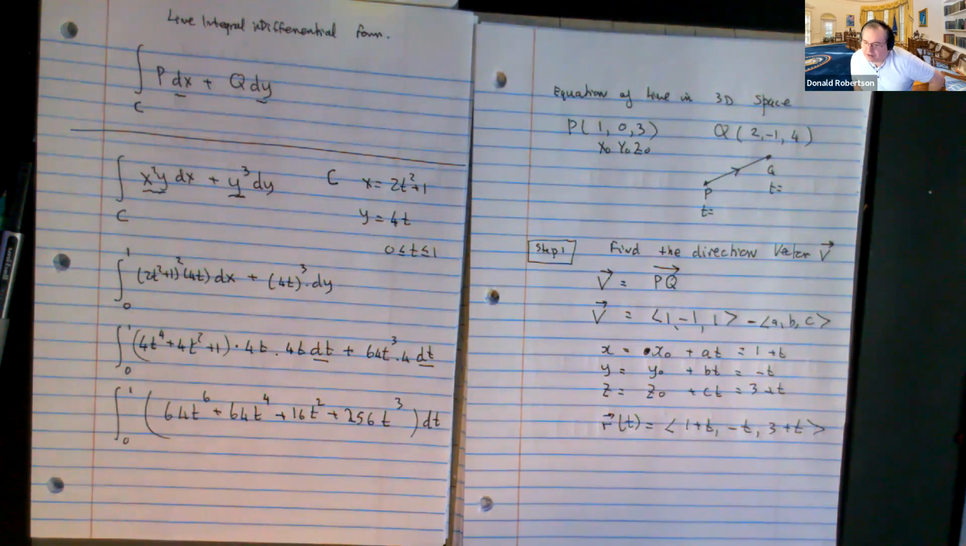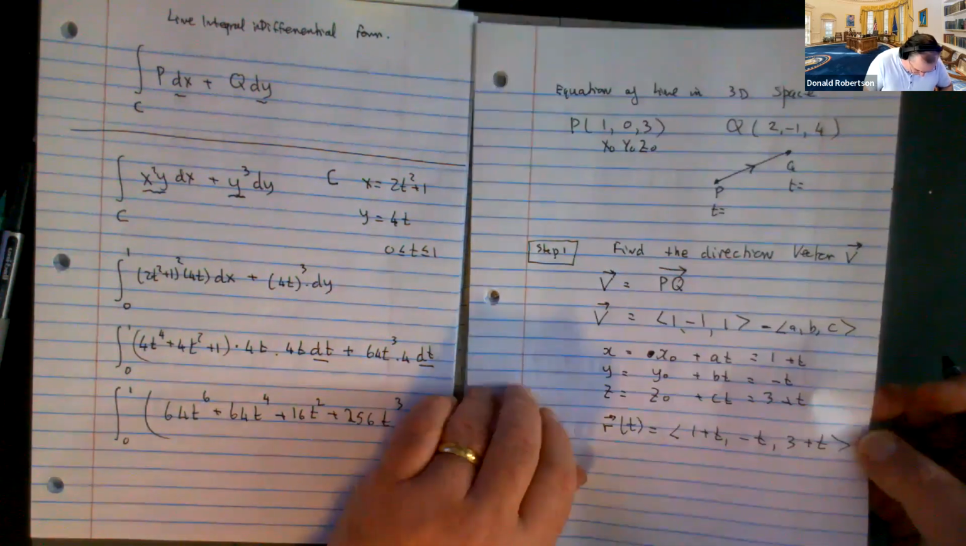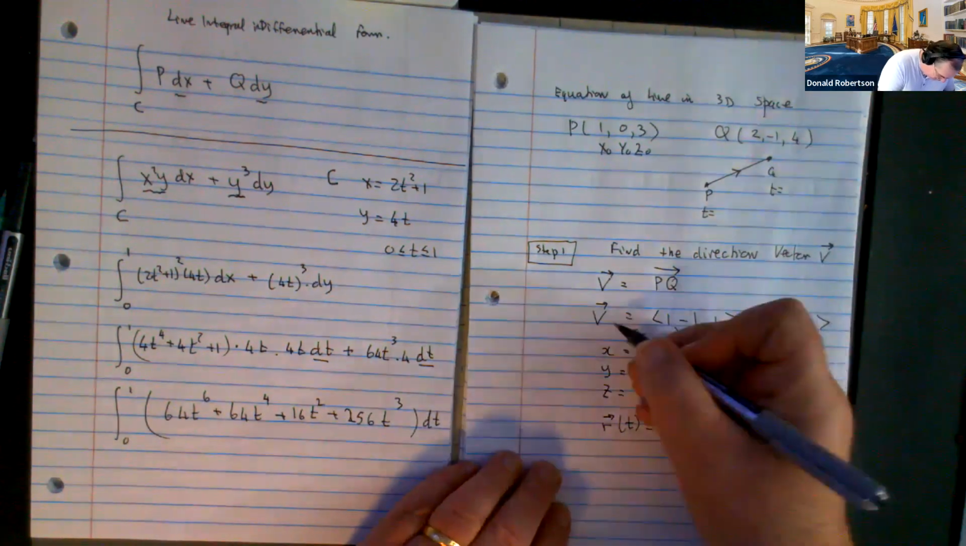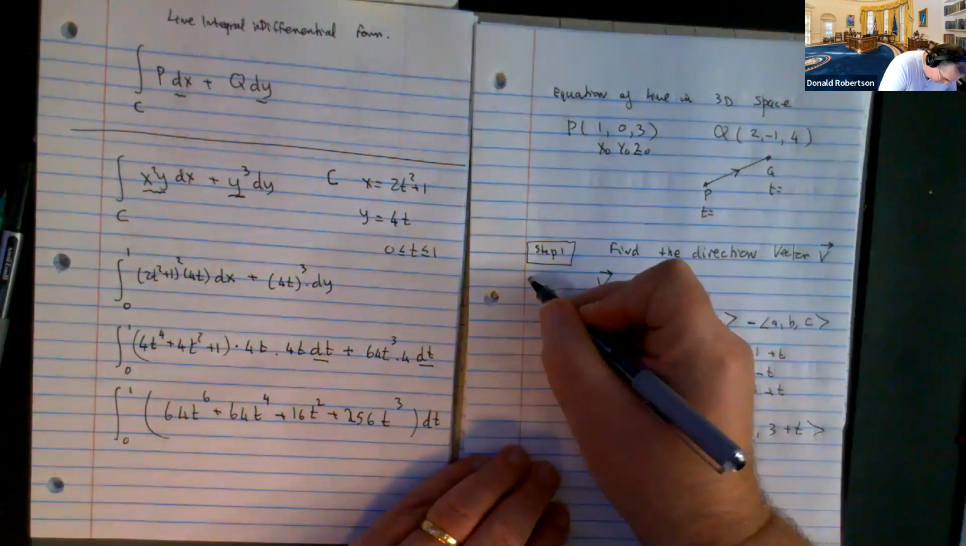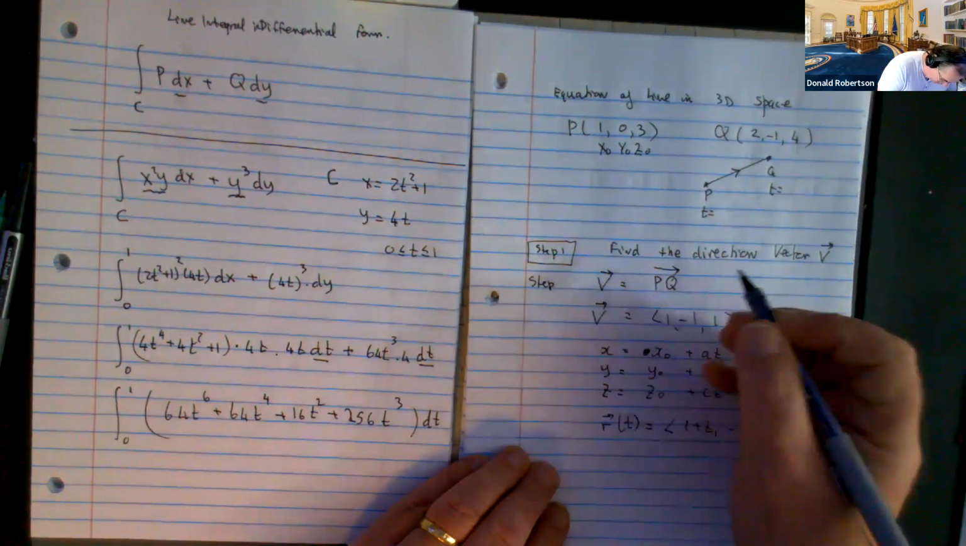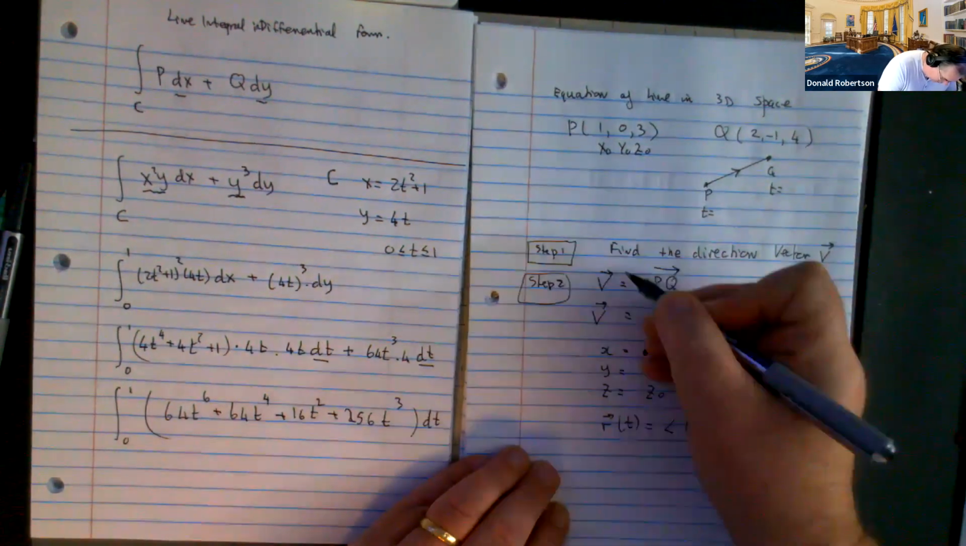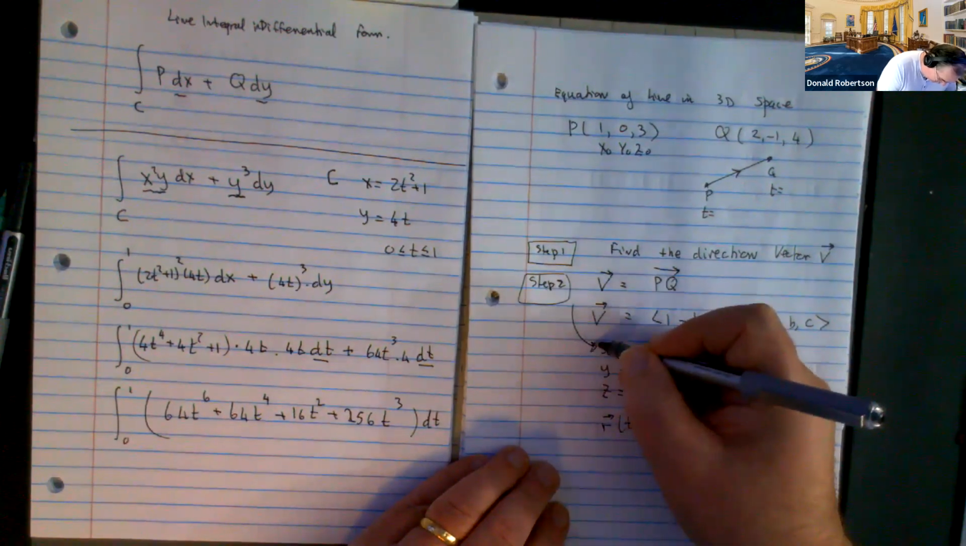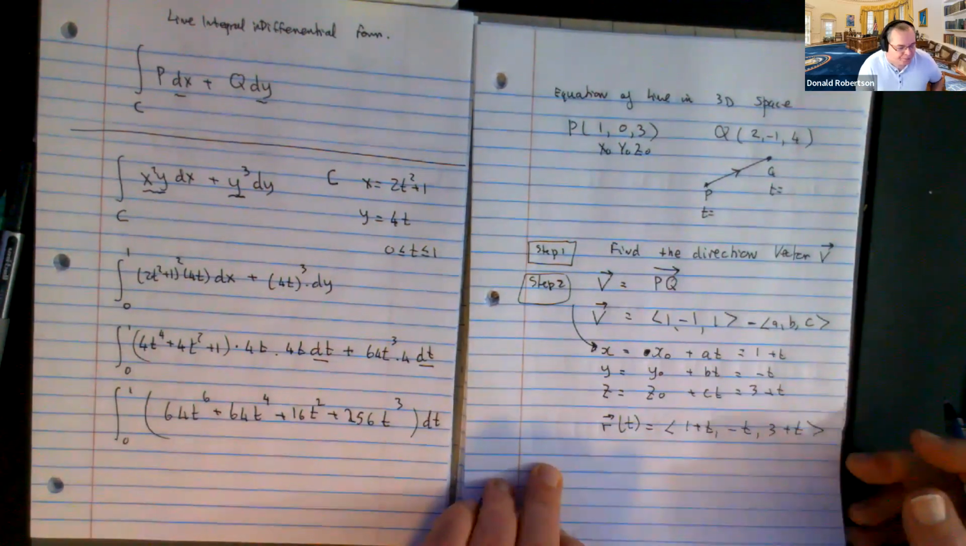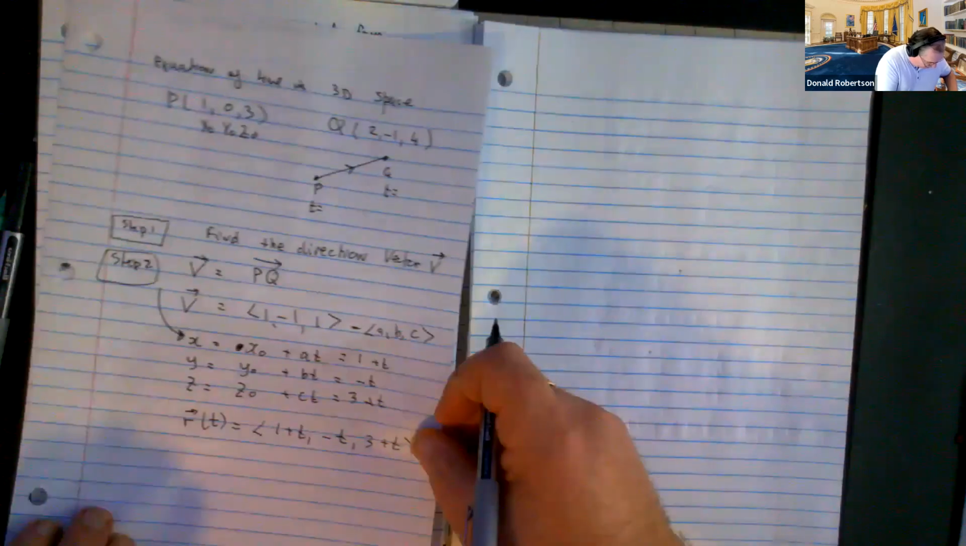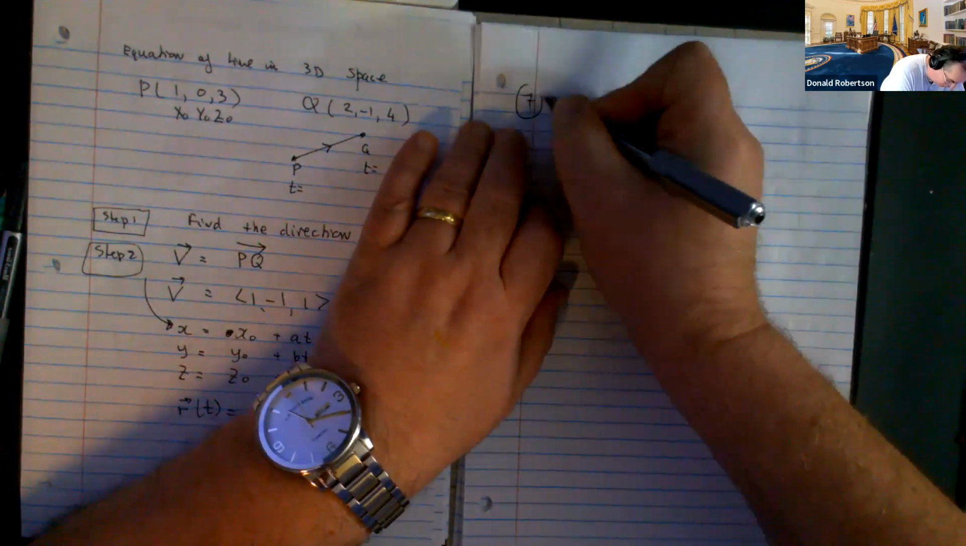Are we good with that? So we've got the equation, and basically that was step 1. And that was step 2. Right. Now that we know how to do that, it was so I could do question 7.